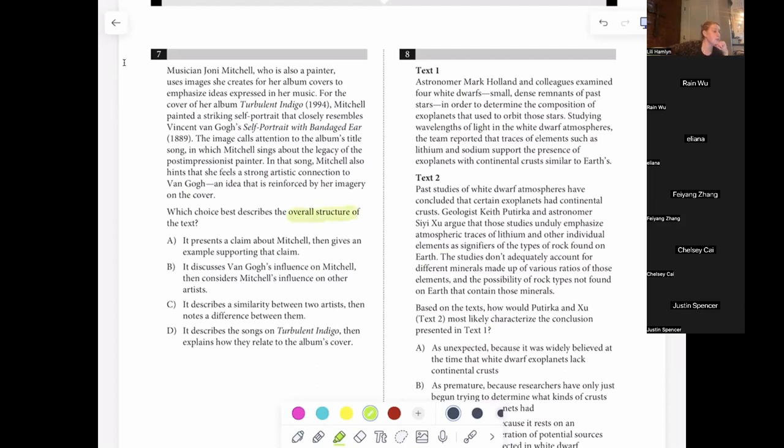So musician Joni Mitchell, who is also a painter, uses images she creates for her album covers to emphasize ideas expressed in her music. For the cover of her album Turbulent Indigo, Mitchell painted a striking self-portrait that closely resembles Vincent van Gogh's self-portrait with a bandaged ear. The image calls attention to the album's title song, in which Mitchell sings about the legacy of the post-impressionist painter. In that song, Mitchell also hints that she feels a strong artistic connection to Van Gogh, an idea reinforced by her imagery on the cover. What do we think the overall structure is here?